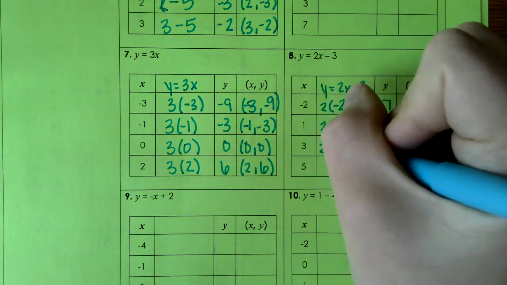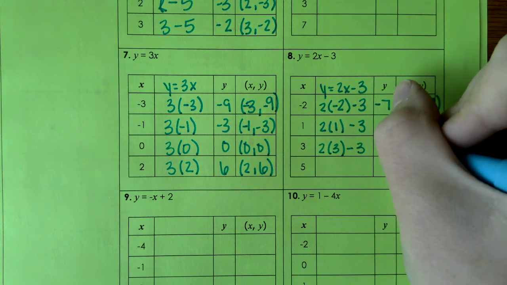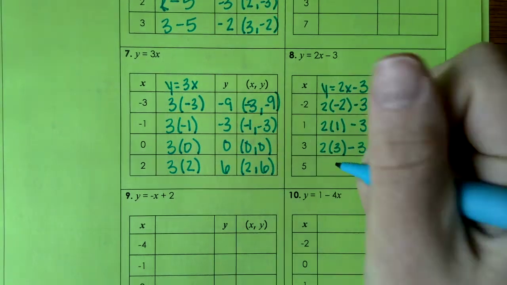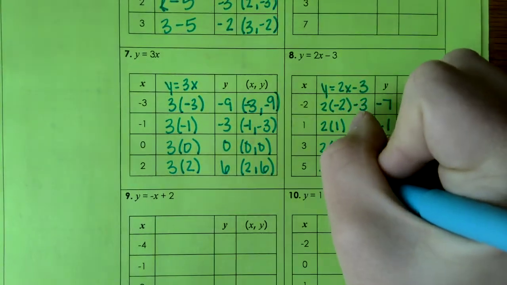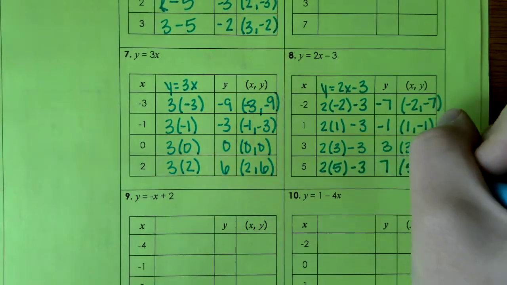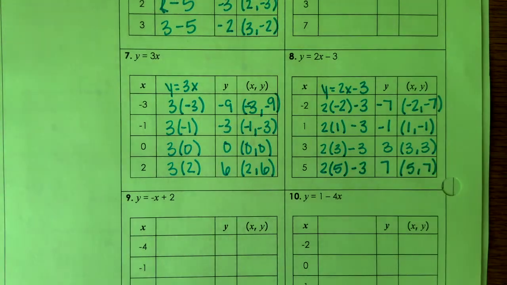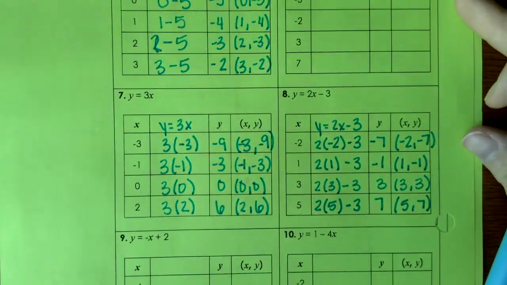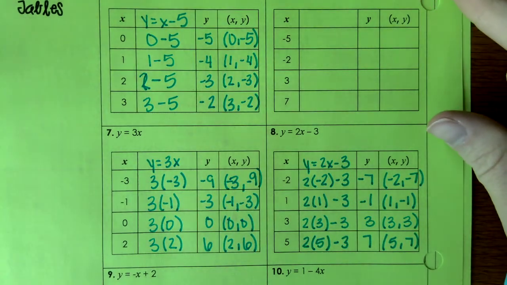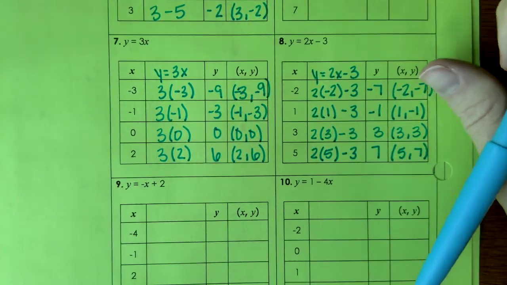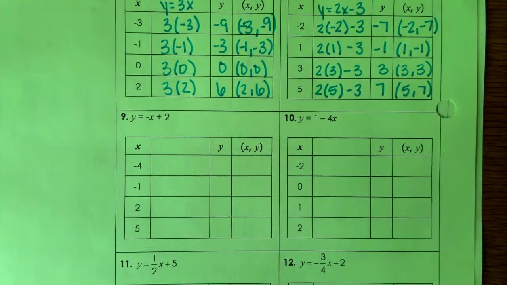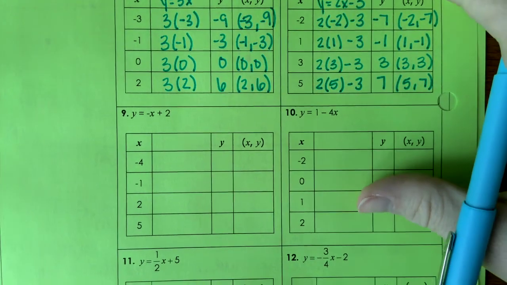Then I have 2 times 3, which is 6. Minus 3 is going to give me 3. So my point is 3, 3. Then I have 2 times 5. That's 10. 10 minus 3 is going to get me positive 7. So I have 5, 7. Okay, so there we go. That's the basics of what we are doing on these problems. I'm going to go through number 9 because number 9 is a little bit tricky with our negatives. But then on the other ones, I'll go through 11, and then the other 3 are going to be optional for you guys to watch, okay?